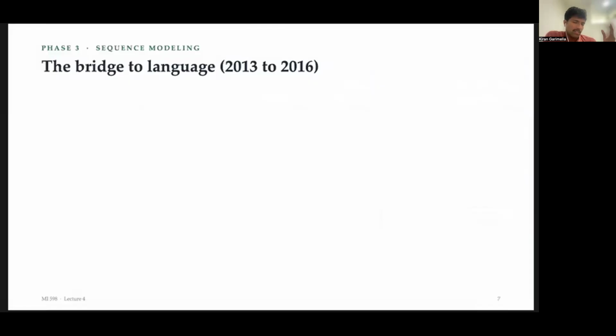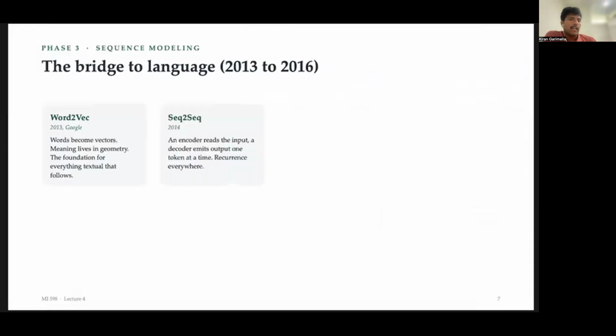There's another, which is RNN, recurrent neural networks, and so on. And there's a bunch of really interesting methods here, including word2vec, which is converting words into vectors and looking at meaning in the semantic space. Sequence to sequence has an encoder which reads an input and then outputs one token at a time, and it is sort of recurrent, so it takes text and outputs text.